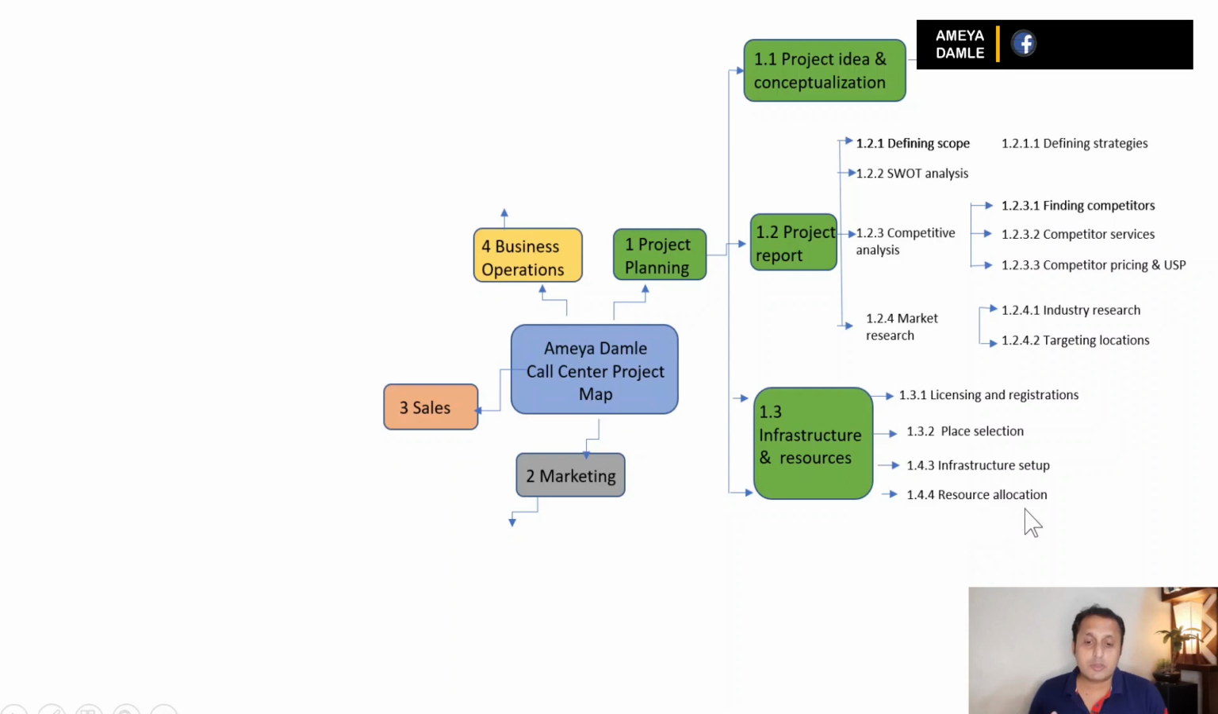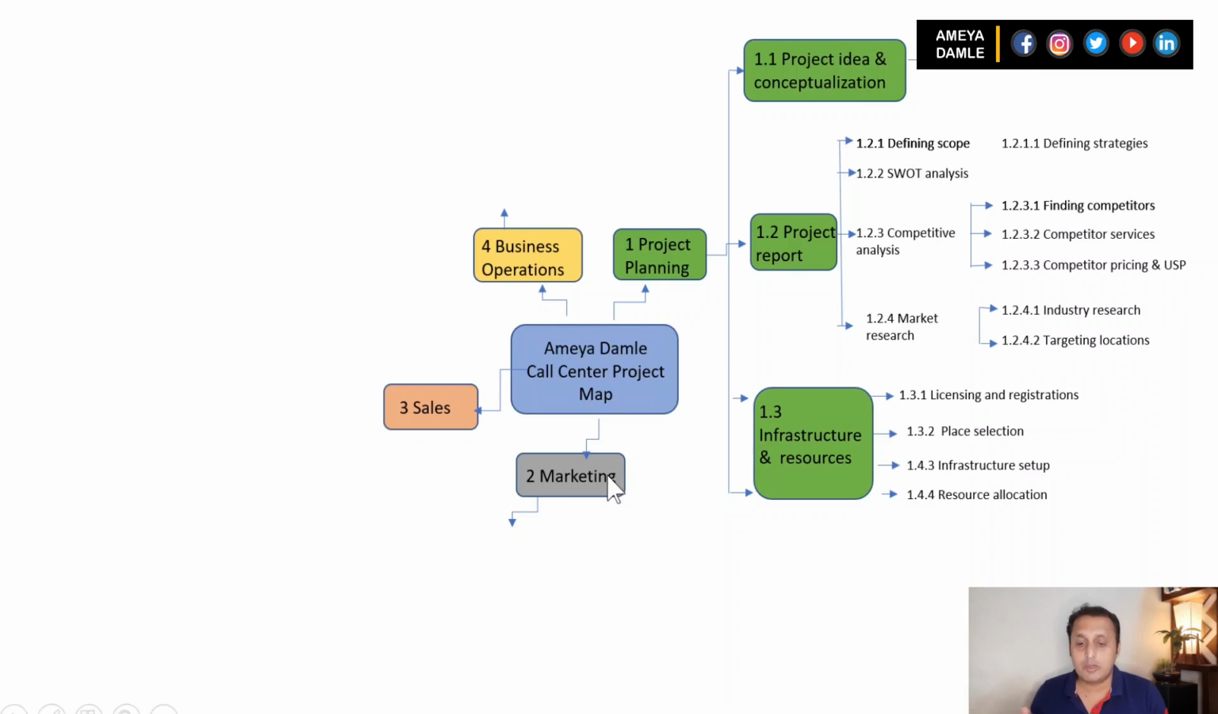The other thing is resource allocation. So resource allocation means actually hiring the employees, talent acquisition. So everything comes under resource allocation. So you have to allocate those resources for this particular project, and then start with your marketing activities.